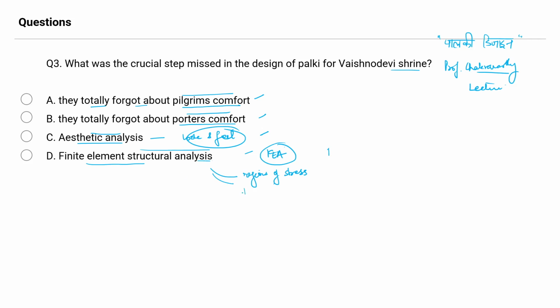Sir, you're saying because of the topography. Yeah, the topography of Vaishno Devi is a sloping terrain, right? Right, right. So if they had done this structural analysis, it would have helped them to have a better design of the palki. Okay, okay. We have got option D from two members, although their explanations are a little different. Anyone else?